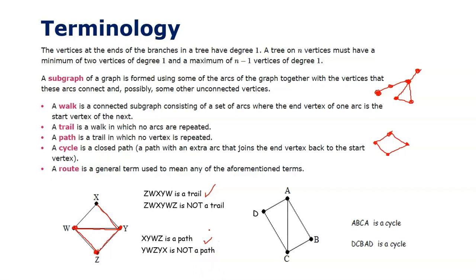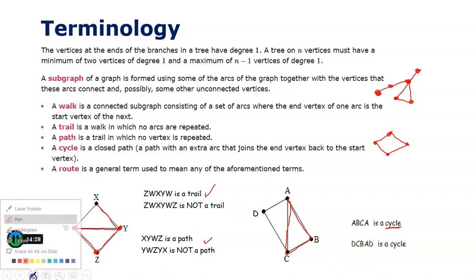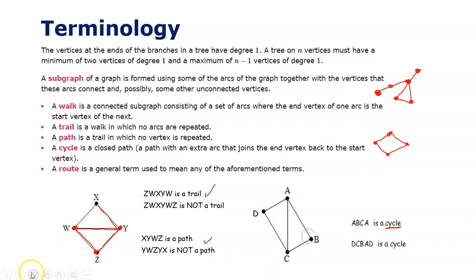Let's do this one. It says A, B, C, A. You can see that has a little loop. So we're calling that here a cycle. And the next one is D. Again, I'm going to rub that out just so that I can get my head around the route. It says D, C, B, A, D. It's a cycle. Yeah, seems reasonable. Notice in a cycle, you are allowed for the first and last vertex to be the same, because otherwise you're not going to end up in the same place.